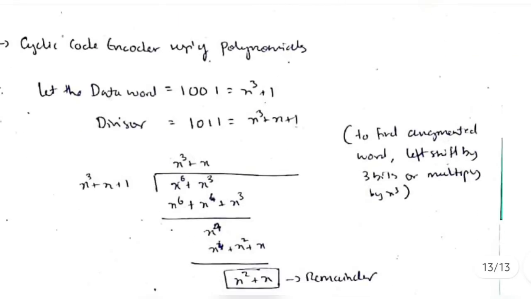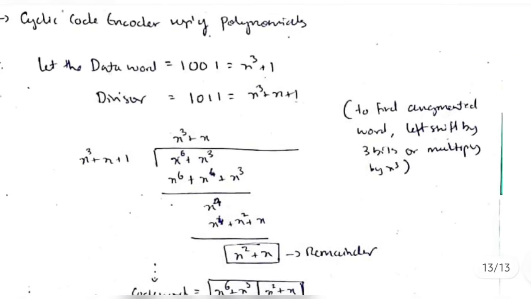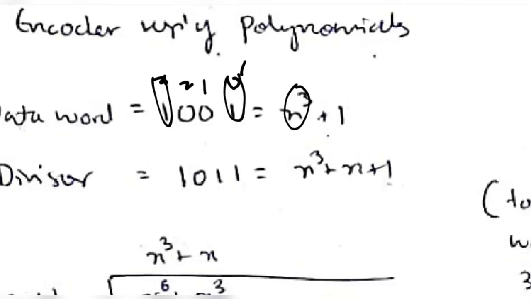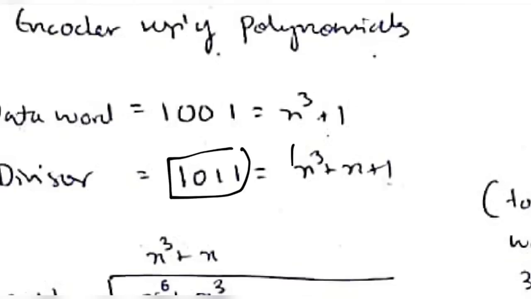We'll be doing the same thing for the divisor polynomial also. The data word is 1011, so it will be 0 bit, 1 bit, 2 bit, and 3 bit. So the 3 bit is 1, x cube, and the 1 bit is 1. The 0 bit is 1, so it will be x power 0, which is 1. So this is the data word to be transmitted, and we can choose any divisor. In this case I have chosen 1011, x cube plus x plus 1.